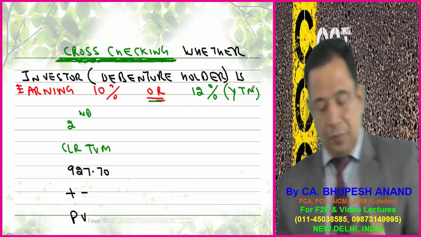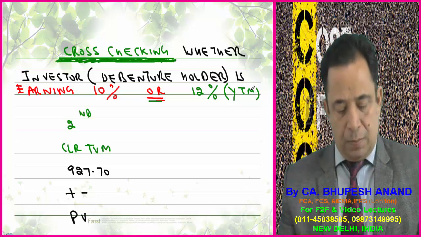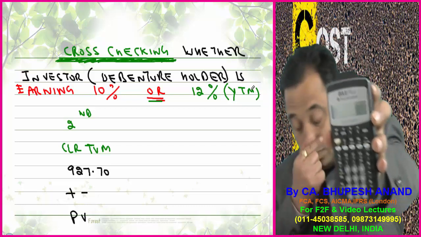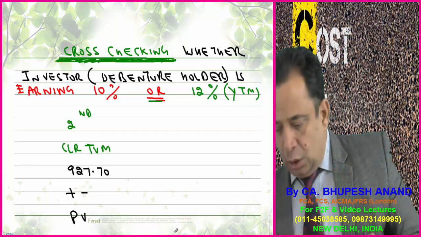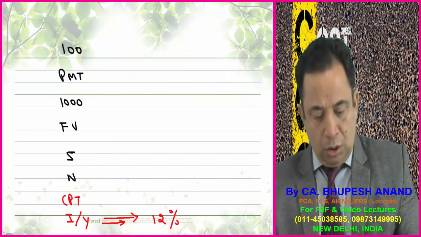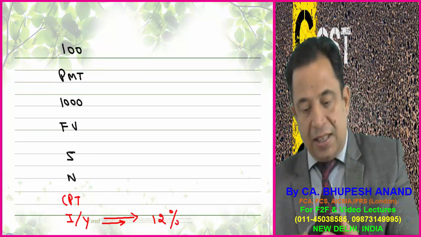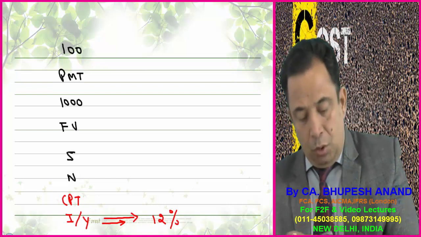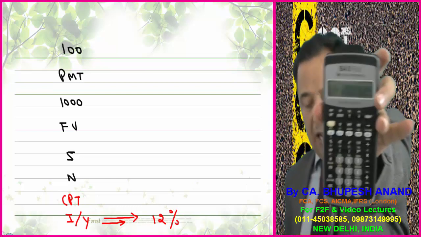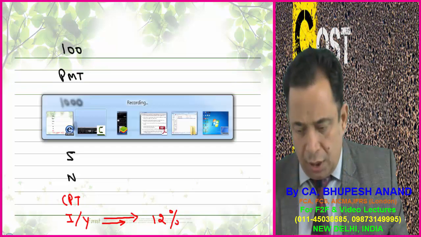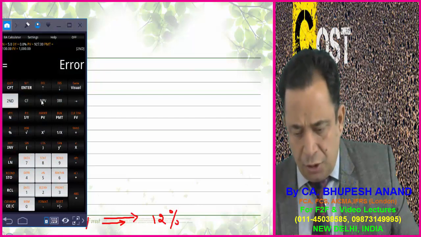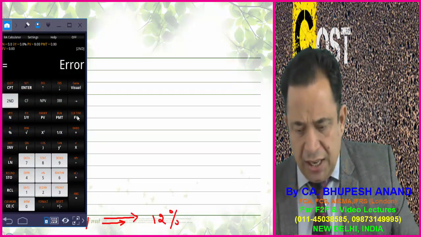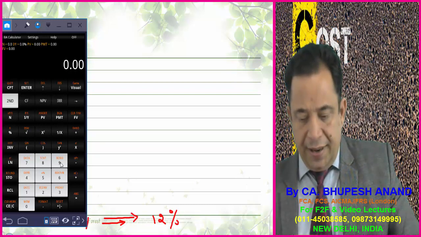Second clear TVM, 927.70 plus minus, that is present value. Then 1000 as future value, 100 as equal payment, 5 as N, compute IY, and IY is coming as 12%. I can tell you with the help of a calculator also. There is some problem in the software of this. No problem with that. Again, I'm doing it for you. Second clear TVM, 927 is the present value.